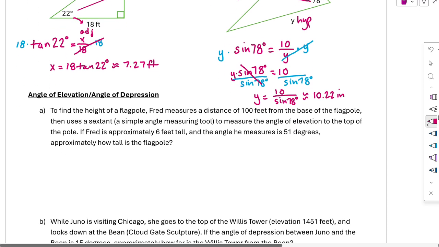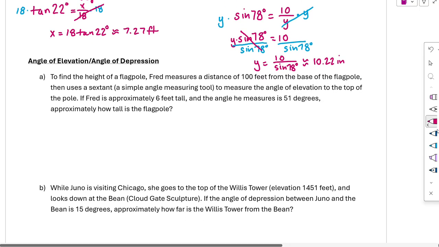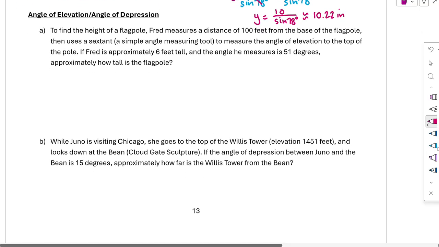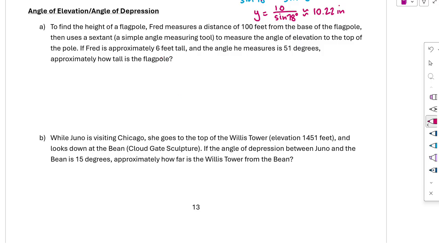And these next two problems are applications of the same thing that we were just doing, so we'll do both of these as well. And again, I'm going to guess that you have probably seen this type of problem before. These are called angle of elevation or angle of depression problems. Again, we're going to draw a little triangle and use sine, cosine, or tangent to solve them. It says to find the height of a flagpole, Fred measures a distance of 100 feet from the base of a flagpole.